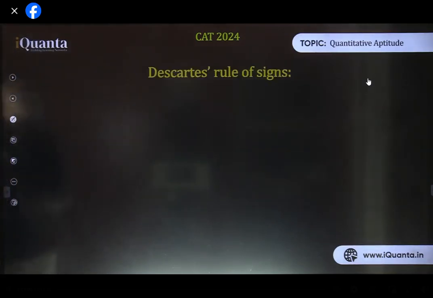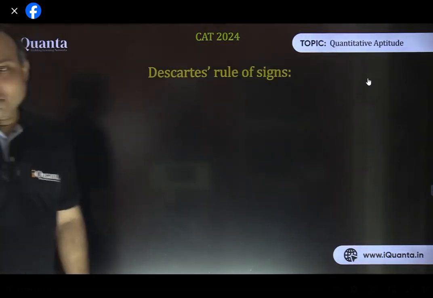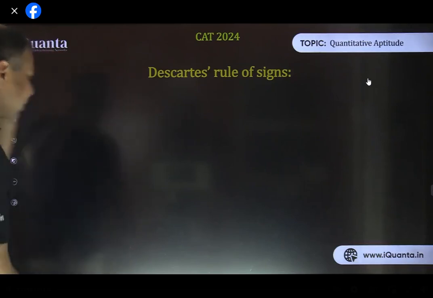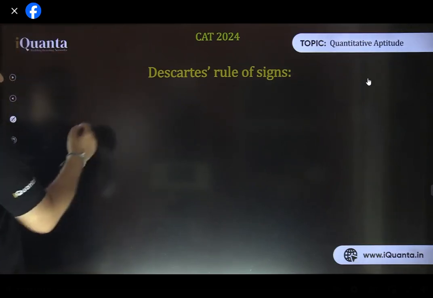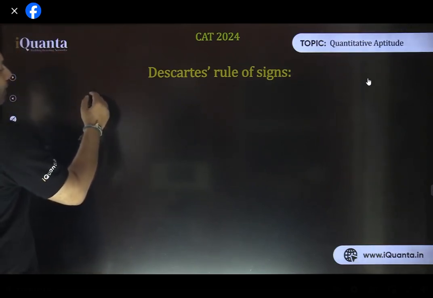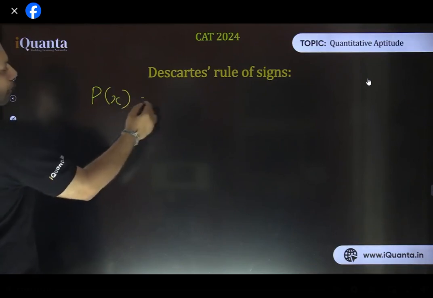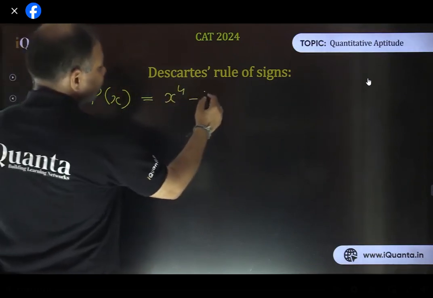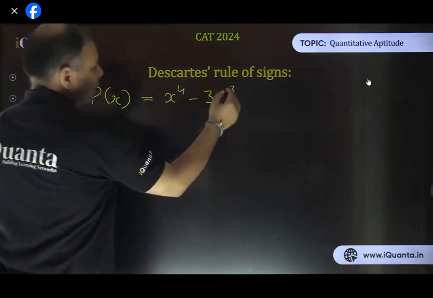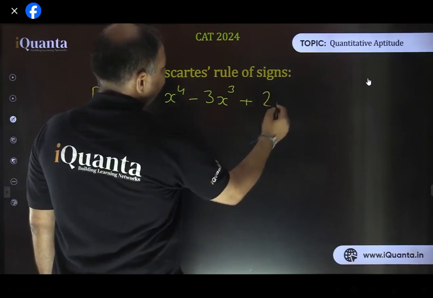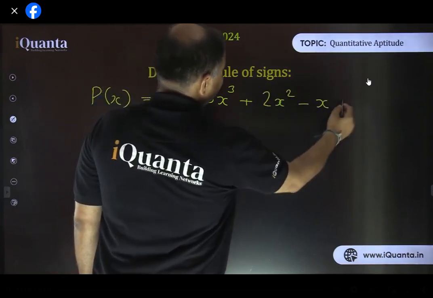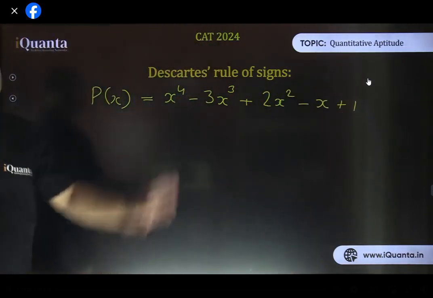Okay. Let's move further. Somebody was talking about this Descartes' rule of sign. So that is a very simple rule. This rule is something like that. Let me take an example. We'll talk with the example. So if we are having a polynomial, let's say px or fx, whatever, px लिख लेते हैं. If px is x power 4 minus 3x cube plus maybe 2x square minus x plus 1. Okay, let's assume this is our px.